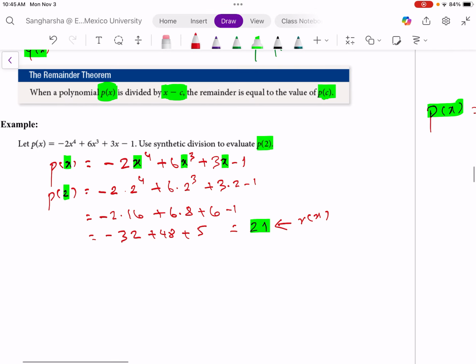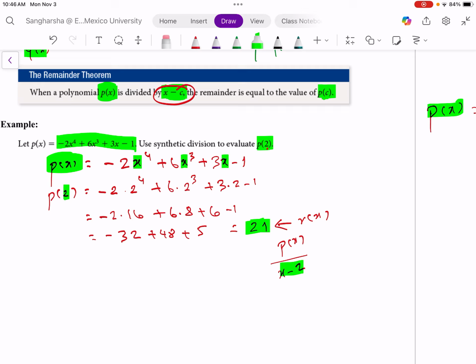When we divide our p of x by x minus c, our c is 2 here, x minus 2. So when we divide this polynomial by x minus 2, then our remainder is 21. Okay, any question on this one? And let me do a very similar example. Let me do one more example based on this remainder theorem.